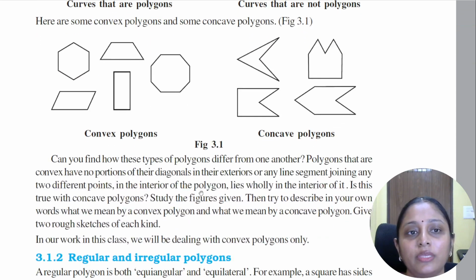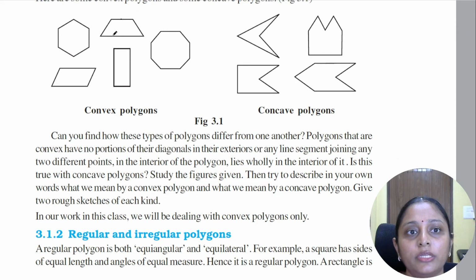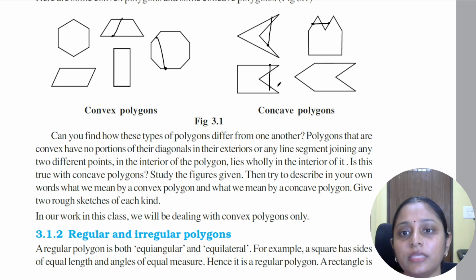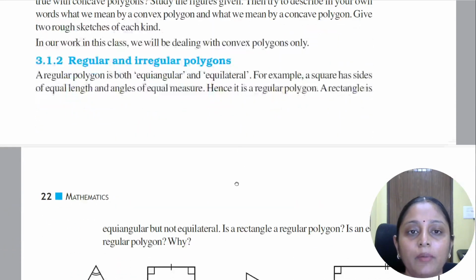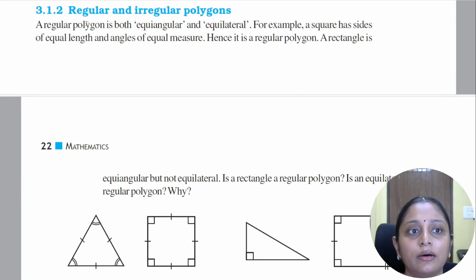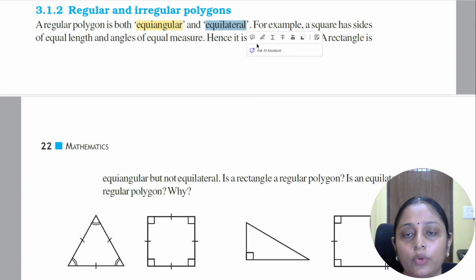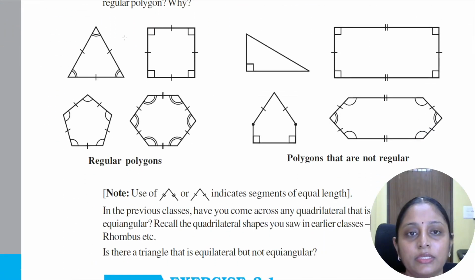Then they have given a few examples of convex. You can join any 2 points here, you will see that it always lies inside the polygon, therefore it is convex. Here you will see that there are many instances where a part of it or the entire line segment lies outside the closed curve, therefore it is concave. So that's convex and concave. Now coming to regular and irregular, as we have discussed, regular means it is equiangular and equilateral. They have given a few examples here. So as you can see, all three angles are equal, three sides are equal.